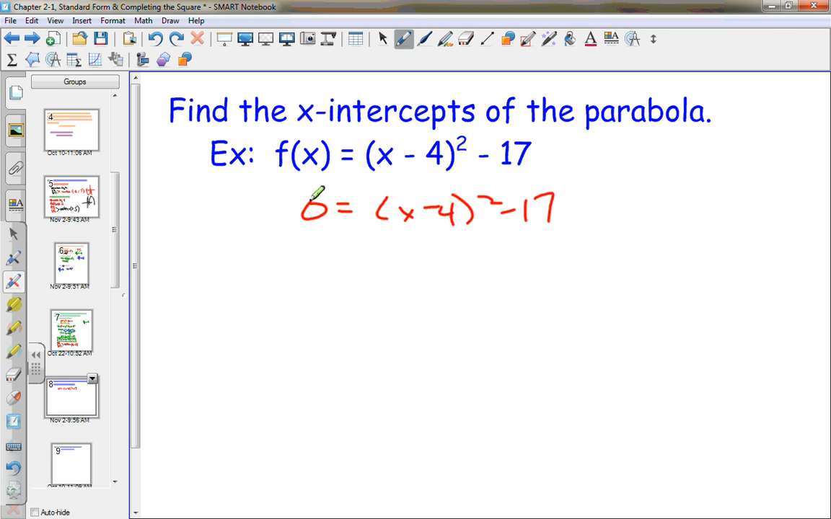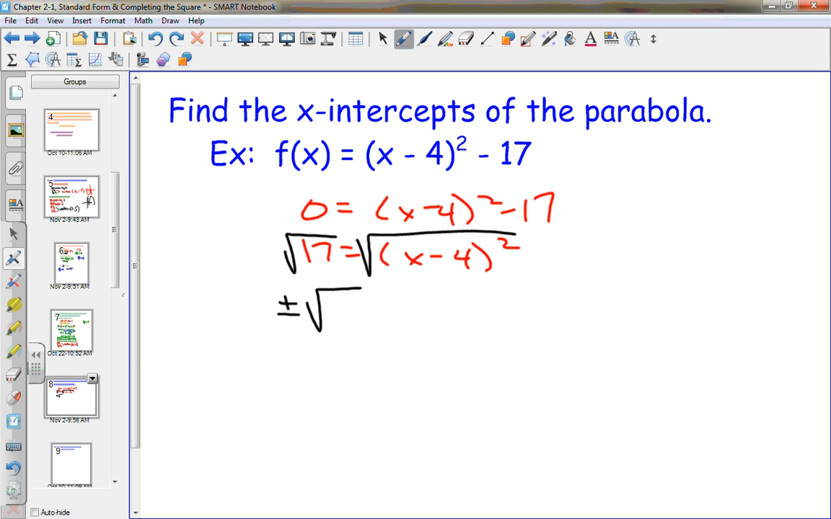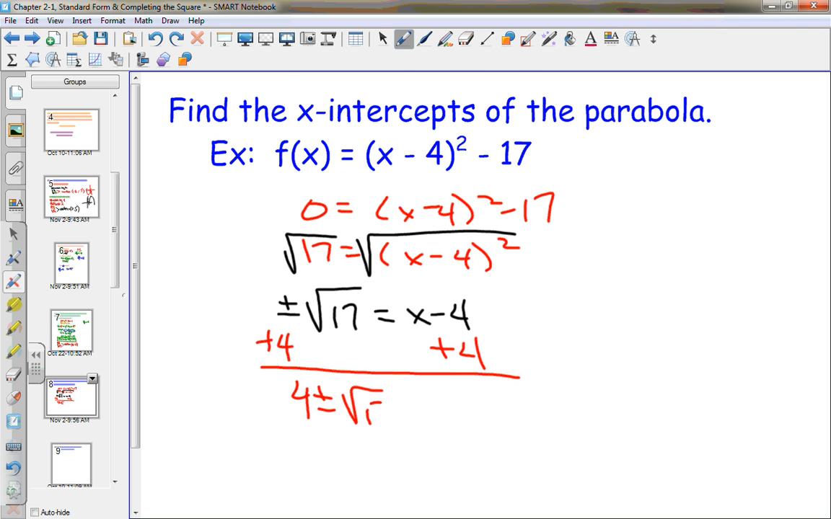So how would you go about solving this for x? You'd add 17. Then what would you do? Take the square root of both sides. Now, when you take the square root, you're implying that there can be a positive or a negative value, right? So you have to add plus or minus there. Now, what are you doing? Add 4 to both sides. So I have 4 plus or minus the square root of 17 is equal to x.